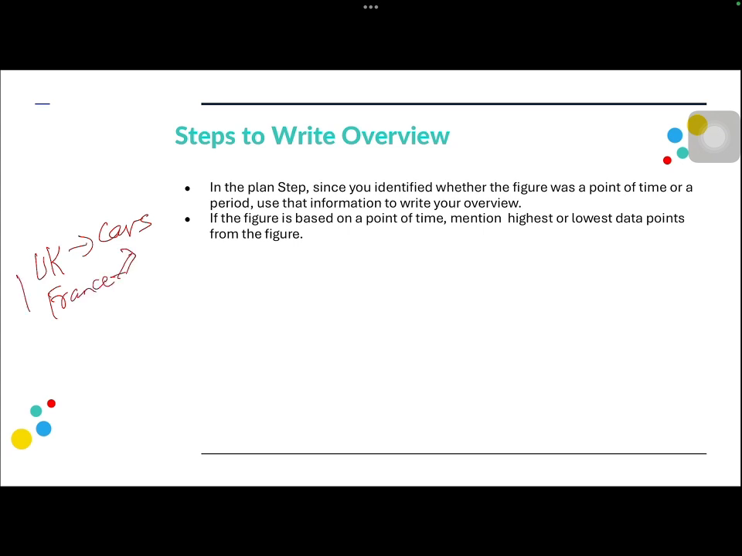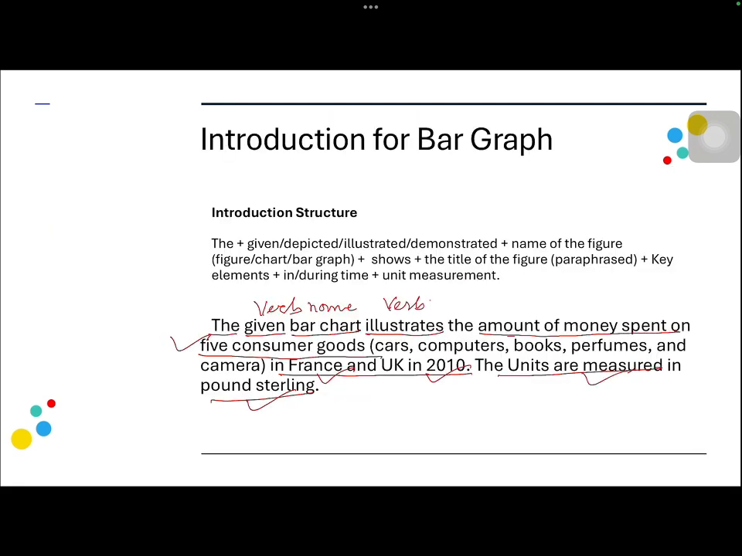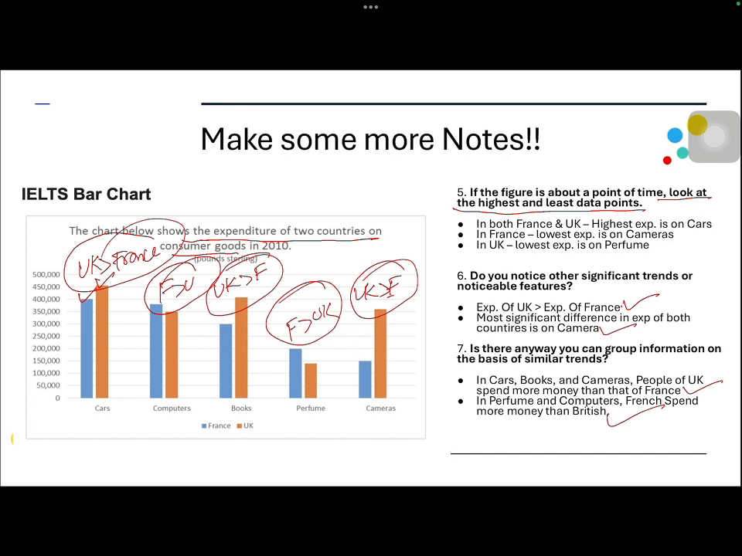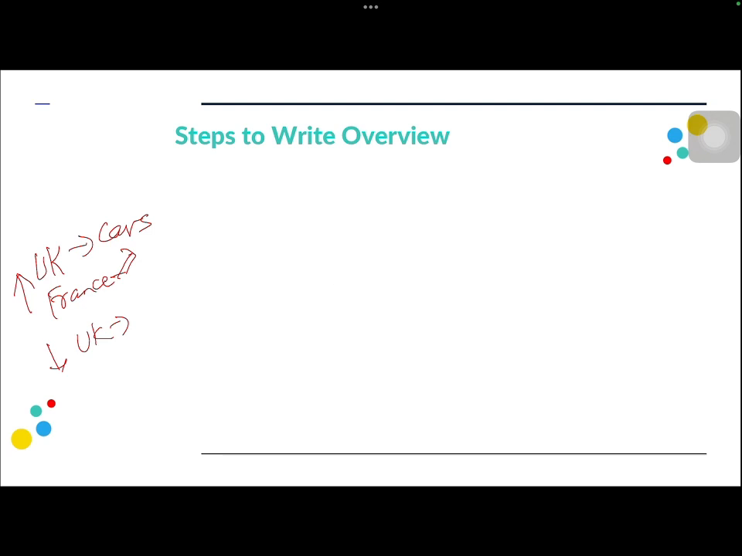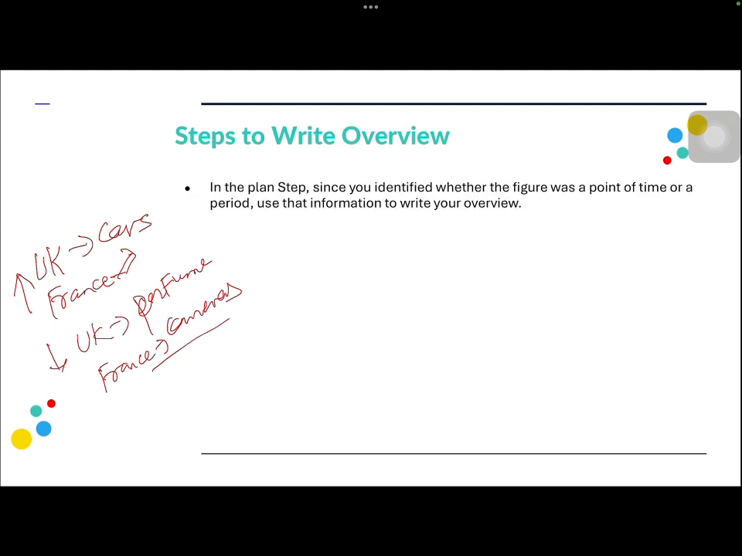The least expenditure of the UK was on perfume, and for France it was on cameras, right? Least was on perfume, and for France it is on cameras. So now, since we already know about this information, we are going to mention this information in our overview.